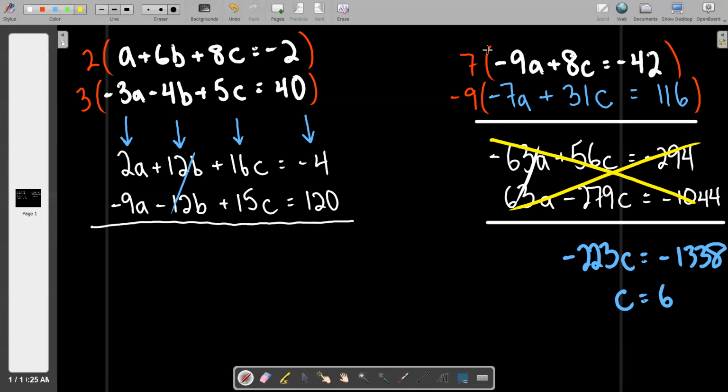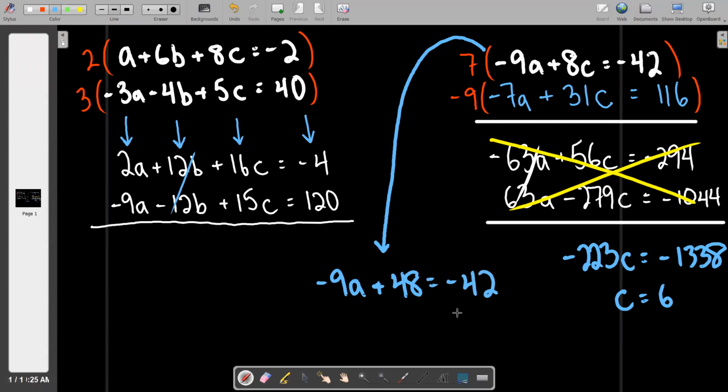The top equation, I'm going to pull down with a little arrow. If I do the top equation, it will say -9 times A plus 8 times 6, which I hope is 48, equals -42. Then I subtract 48 from both sides and I get -90, and then I divide by -9 and I get A equals +10.